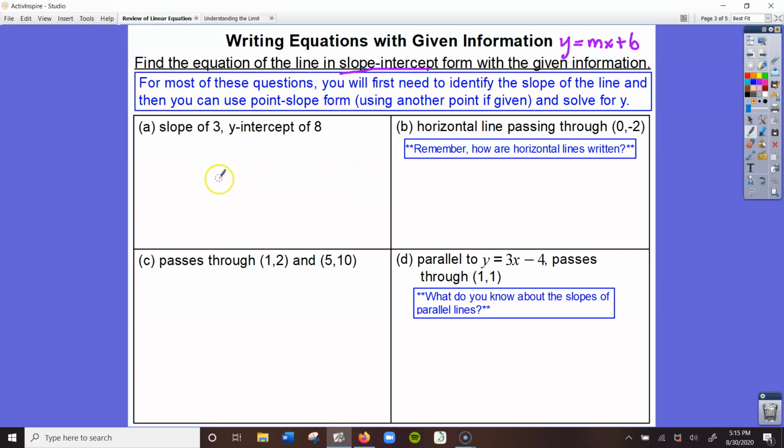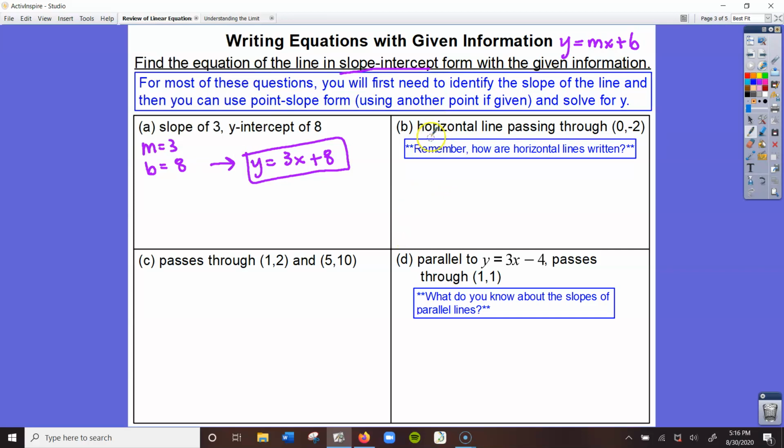So in this particular question in A, I have the slope of 3, so I'm going to write that down, which is m equals 3. And my y-intercept is b, so b equals 8. I have m, I have b, I don't need to do anything else with this question. I already know that my equation is going to be y equals 3x plus 8. And we're done with that one.